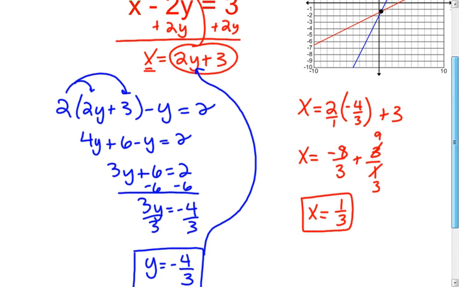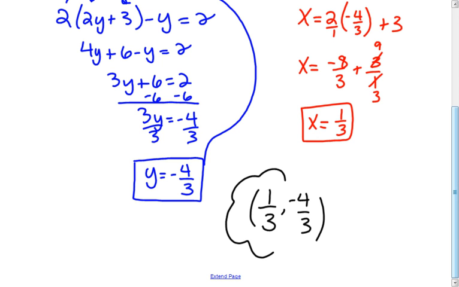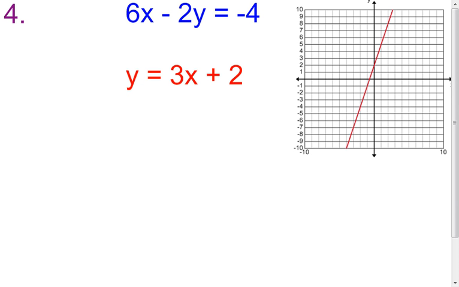Okay, again, I do want your grand final answer as a coordinate that goes x value, comma y value. So this actually should be what my final answer looks like. And again, what that means is that those two lines intersect at the point 1/3 and negative 4/3.